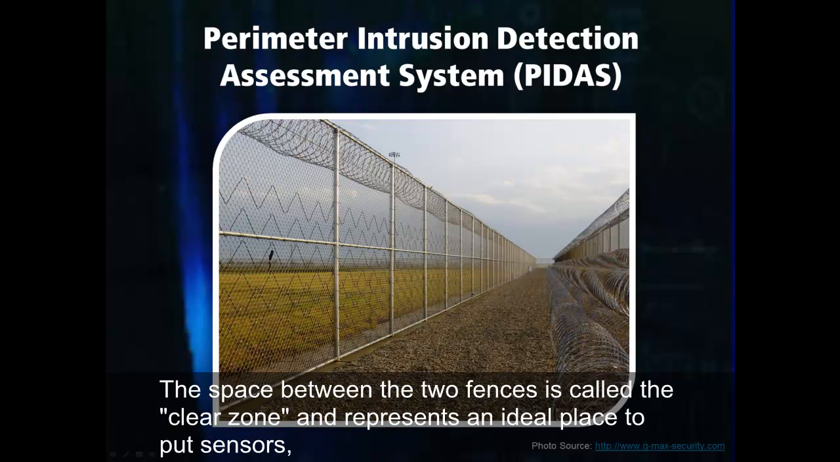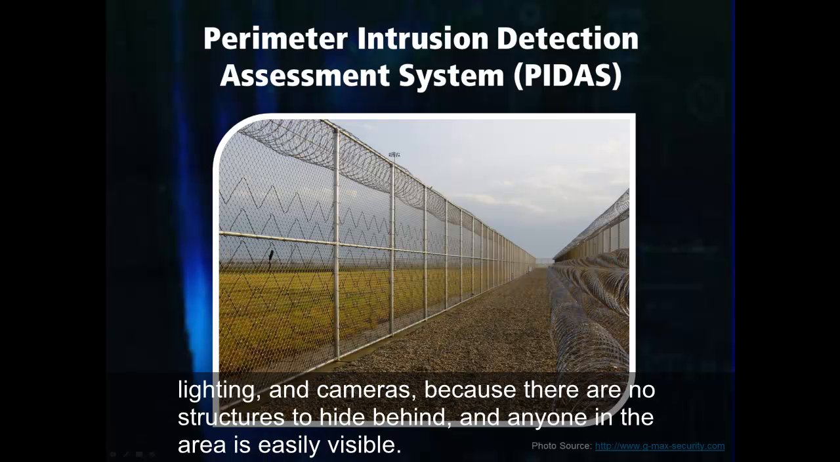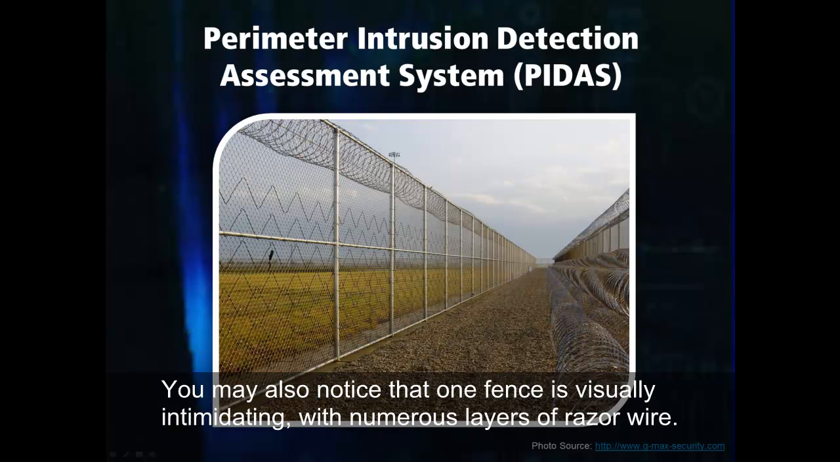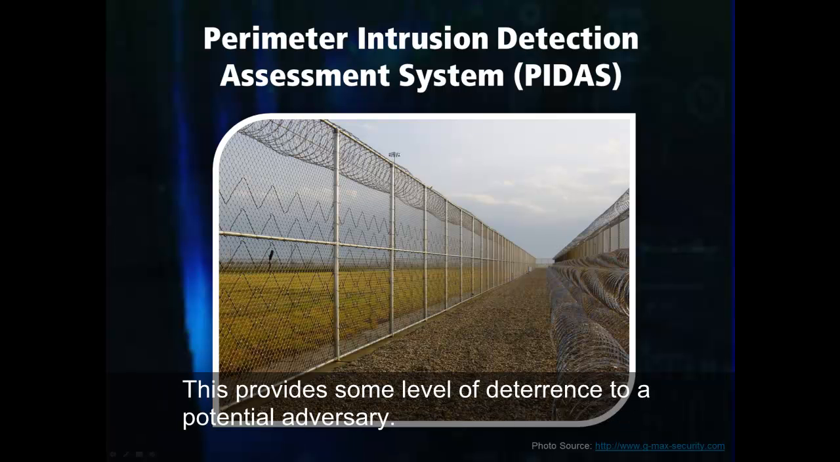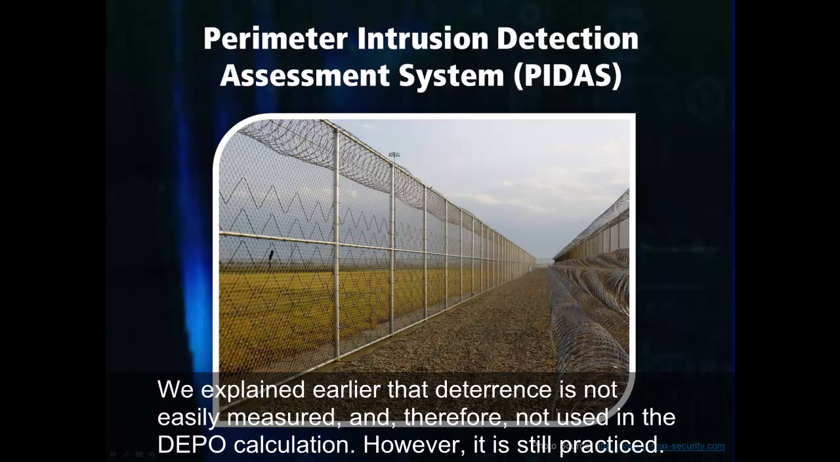The space between the two fences is called the clear zone and represents an ideal place to put sensors, lighting, and cameras because there are no structures to hide behind and anyone in the area is easily visible. You may also notice that one fence is visually intimidating with numerous layers of razor wire. This provides some level of deterrence to a potential adversary. We explained earlier that deterrence is not easily measured and therefore not used in the DEPO calculation. However, it is still practiced.